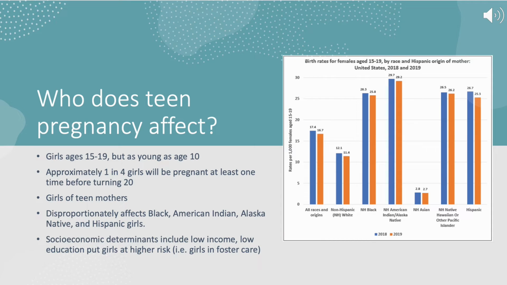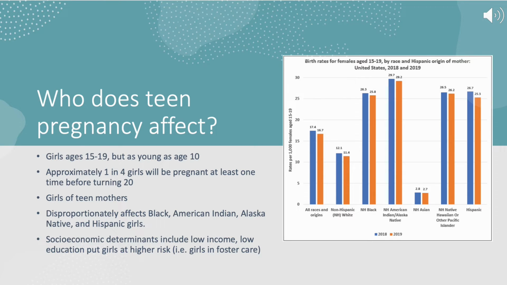Let's first discuss who teen pregnancy affects. Teen pregnancy or adolescent pregnancy is a pregnancy in girls ages typically 15 to 19 years old, but can be started as young as 10 years old. Approximately 1 in 4 girls will be pregnant at least one time before turning 20. So that's about 25% of our population.